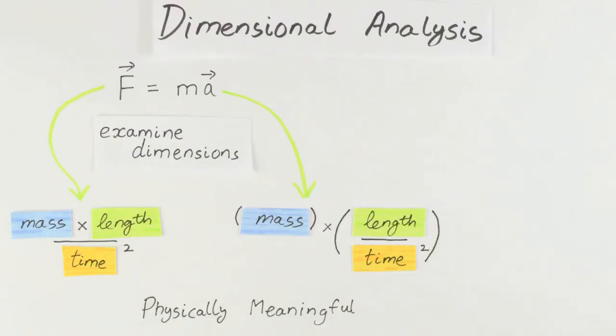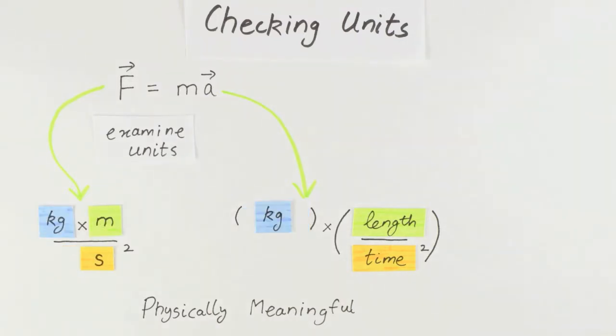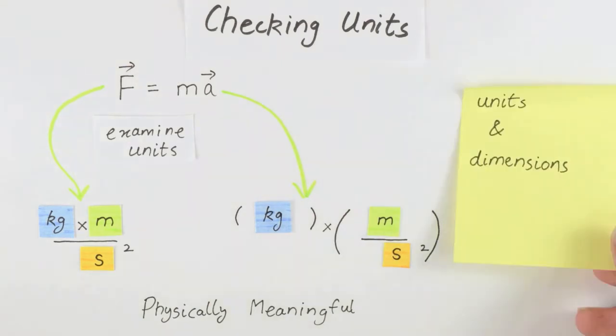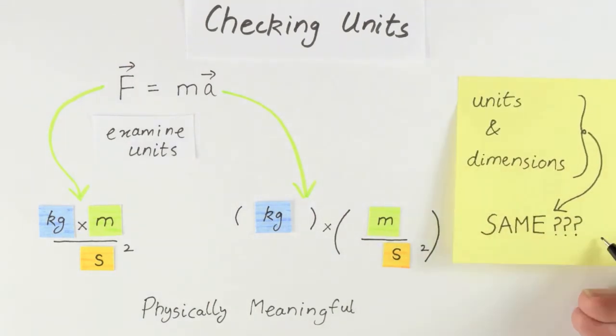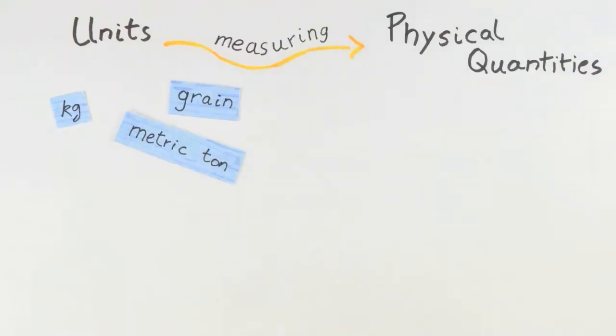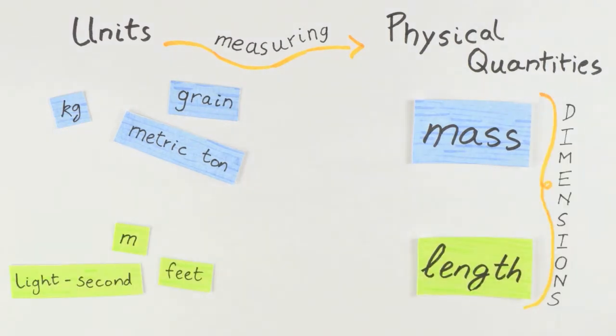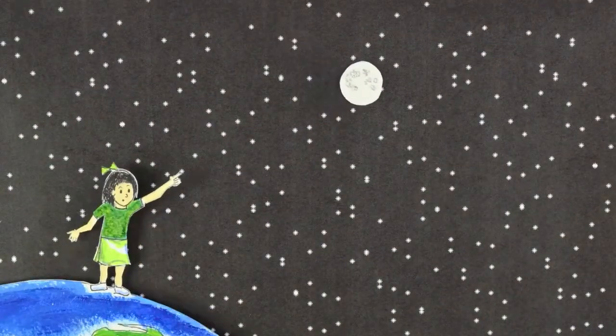Dimensions and units are closely related. For example, the process of checking our units for an equation is similar to doing dimensional analysis on the equation. However, it's good to keep in mind the distinction that units refer to a particular way of measuring physical quantities, and dimensions refer directly to the physical quantities themselves.